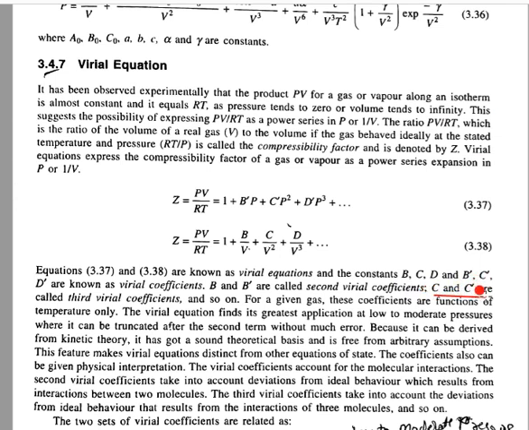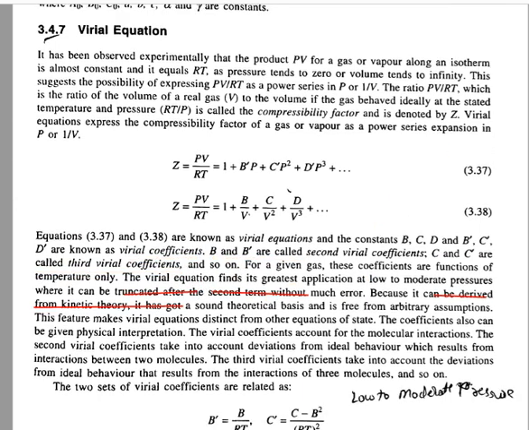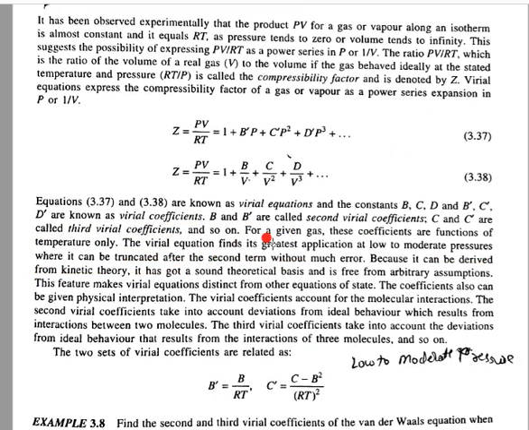C and C dash are called the third virial coefficient. First, B dash and B are known as the second virial coefficients, and the third coefficients are C and C dash. For a given gas, these coefficients are functions of temperature only. It is the function of temperature.